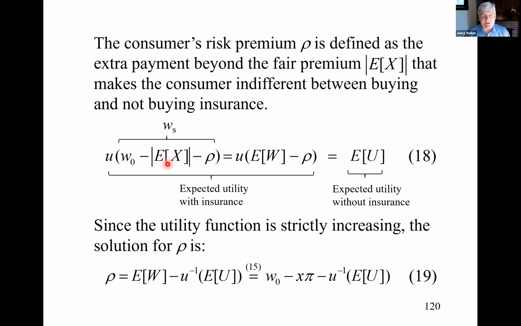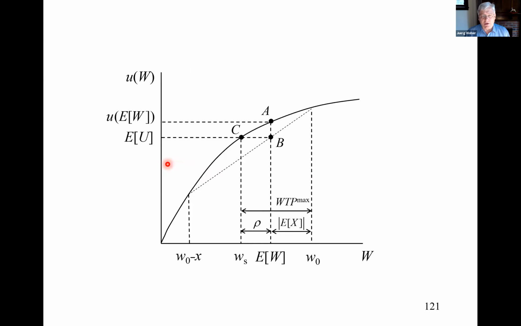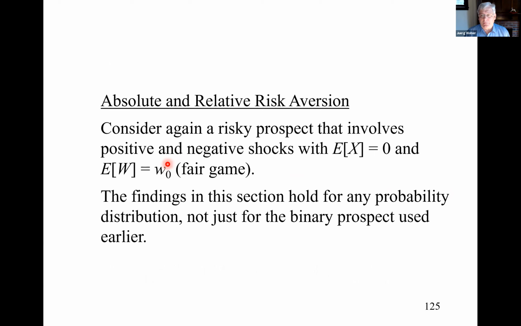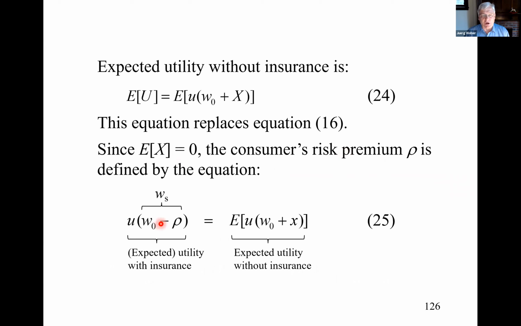So EX is 0. I just assume EX will be 0, so it no longer appears here. Okay, so that now replaces equation 18. We can now again try to solve this equation with regard to rho, with regard to the risk premium. But there is a problem here.